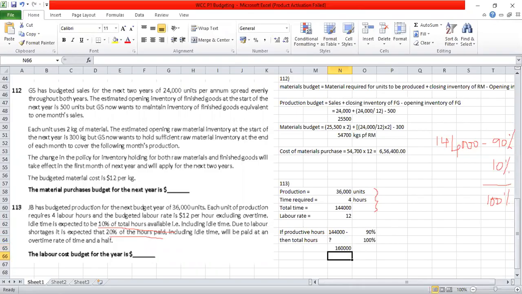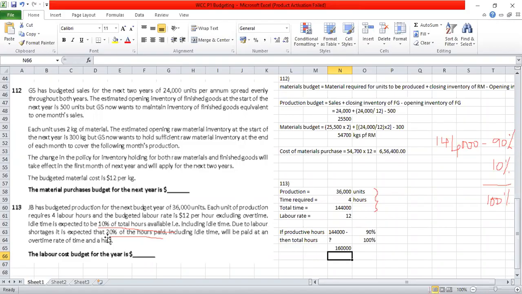So the total hours we got as 160,000 hours. Then the idle time is calculated as 20% of the total hours paid. So that portion, 20% of the total time, which is 160,000, the payment for that is made as 1.5 times the normal rate.